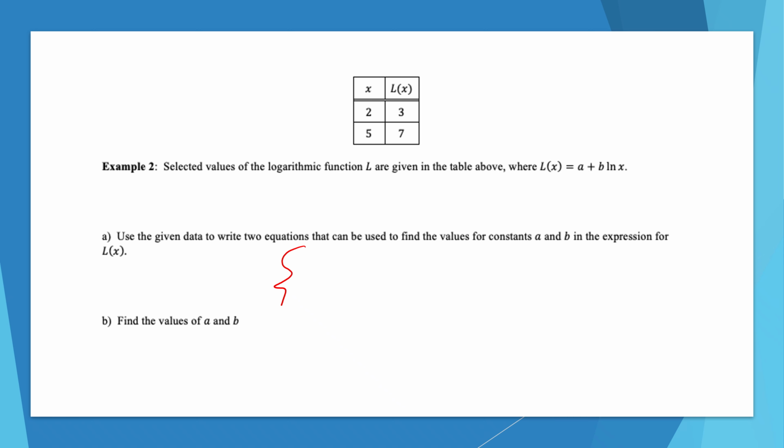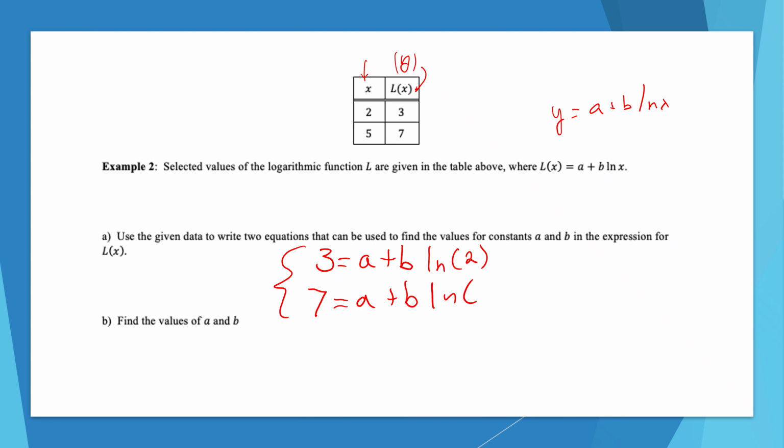And so here, our two equations should be what happens when we take our x's and then our y values, which are really L of x there, and plug them into this, y equals a plus b ln x. So if we do that for the first one, our first coordinate is (2, 3). This is 3 equals a plus b ln 2. And then the second equation is 7 equals a plus b ln 5. And those are our two equations, right?